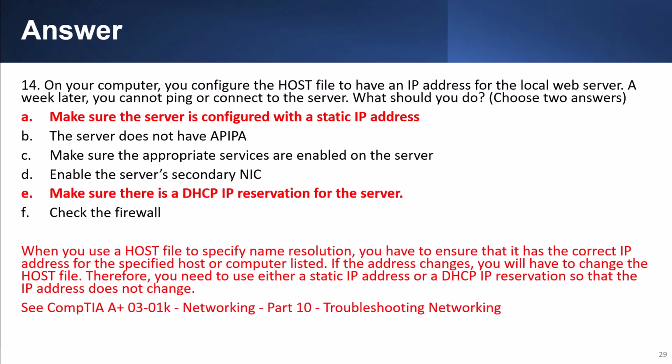Answer: make sure the server is configured with a static IP address. Make sure there's a DHCP IP reservation for the server. When you use a host file to specify name resolution, you have to ensure that it has the correct IP address for the specified host or computer listed. If the address changes, you also have to change the host file. Therefore, you need to use either a static IP address or a DHCP IP reservation so that the IP address does not change.